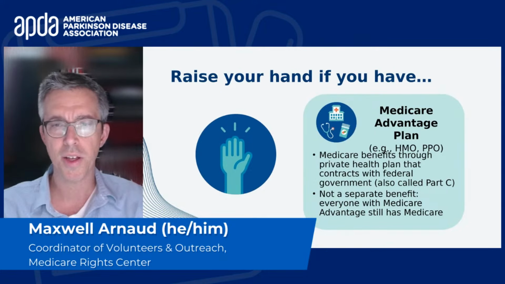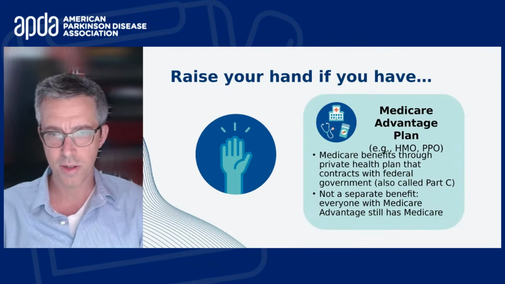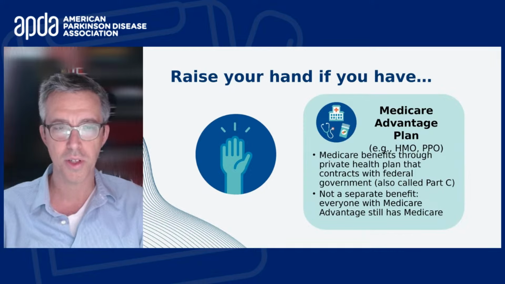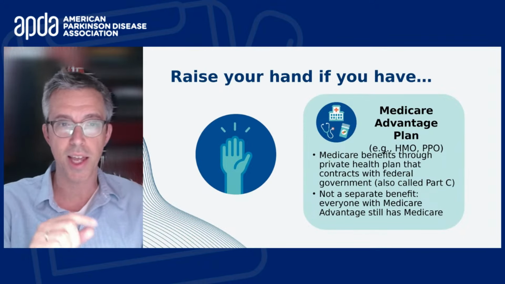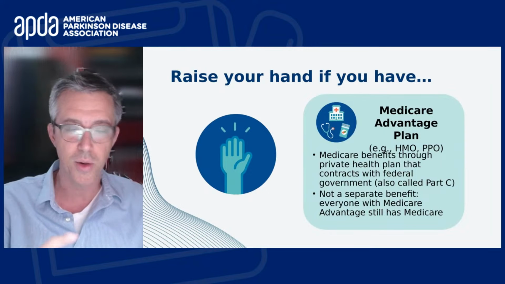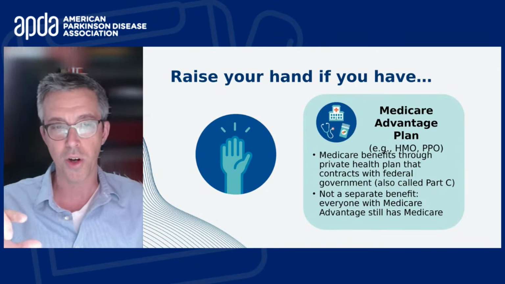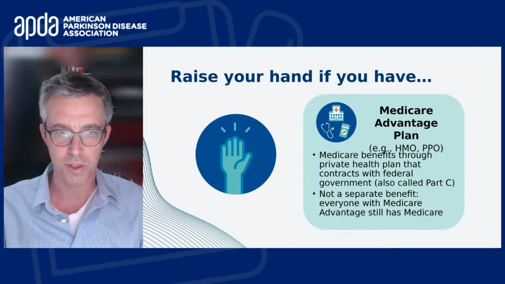Well, raise your hand if you have a Medicare Advantage plan. That's Medicare benefits administered through a private health insurance company. So you would know because you would have a card that would show your doctor that would say Aetna at the top, or United, or Humana, and it would maybe even say Advantage on the card, but it would be one card you would use for all of your health services.